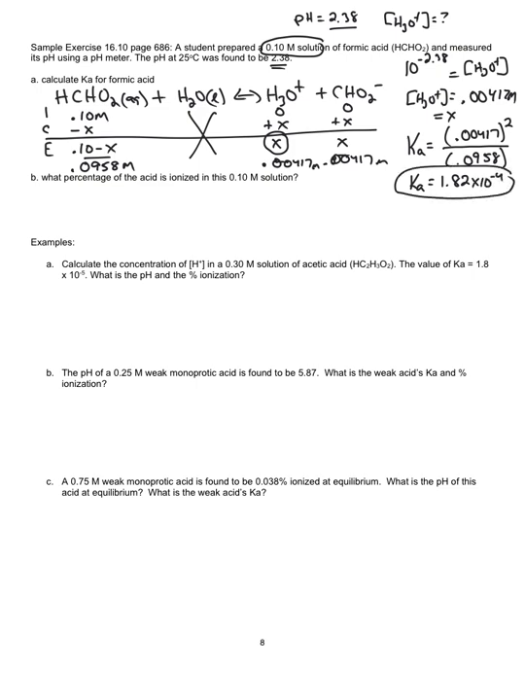Again, when we are working with weak acids, we expect to have the Ka value be less than 1 because only a small percentage of it dissociates. Okay? Now, what percentage of it has dissociated? That's the next step of the problem.